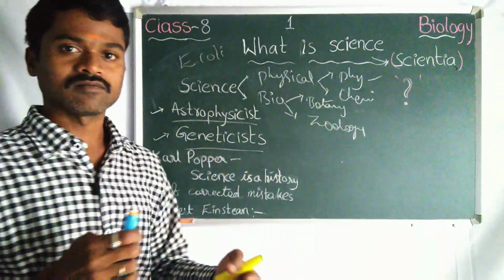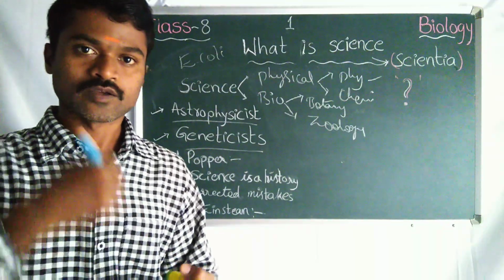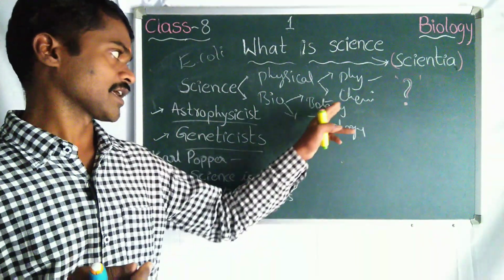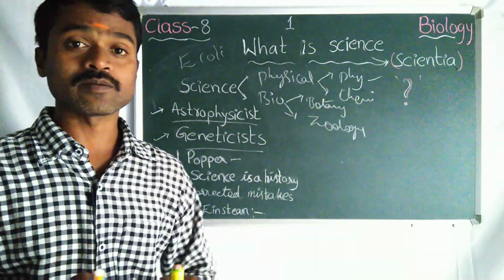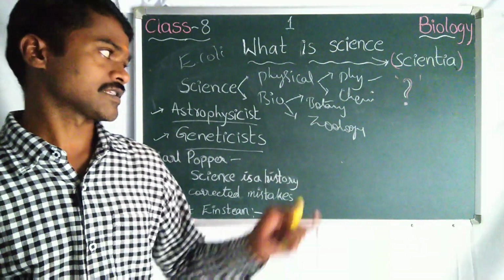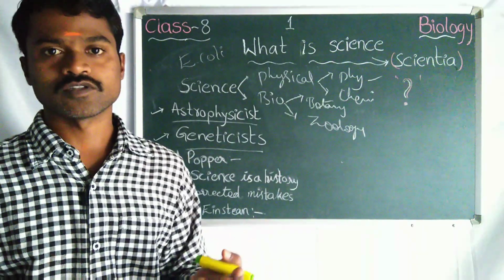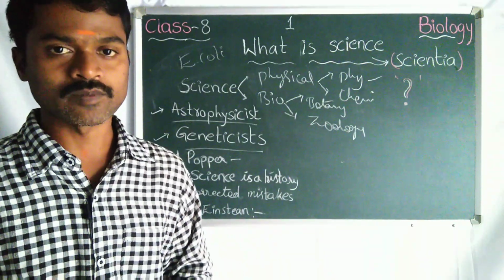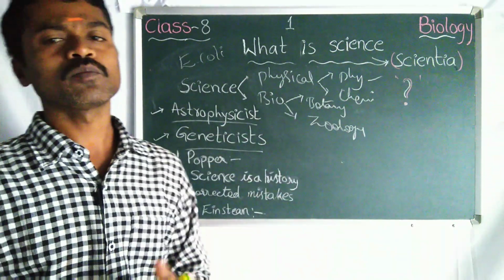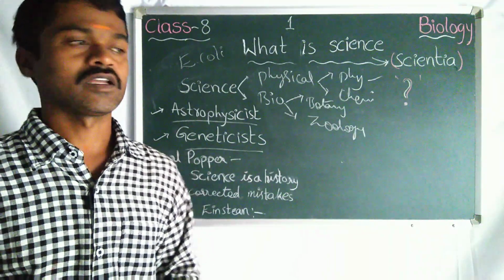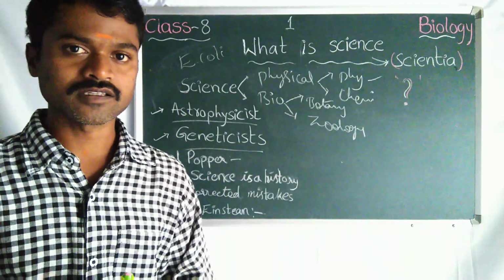In biology we have two: one is botany and the second one is zoology. Physics deals with density, weight, shape, movement, everything. Chemistry deals with chemicals. Botany deals with plants. Zoology, of course, is with animals. We are also animals. Like this we have so many branches. In our textbook also they gave some branches.